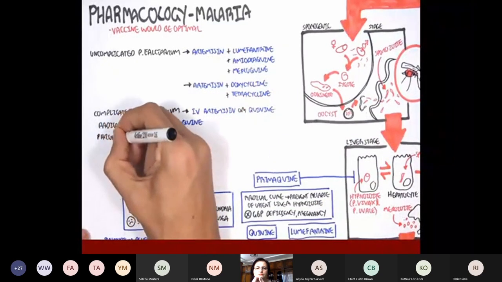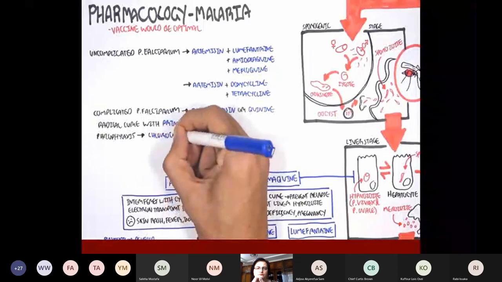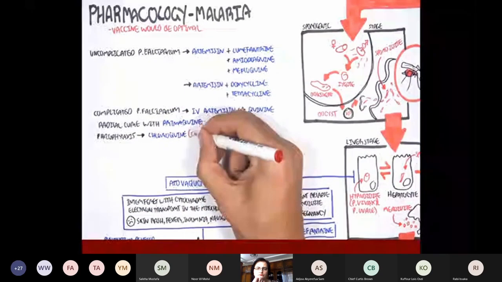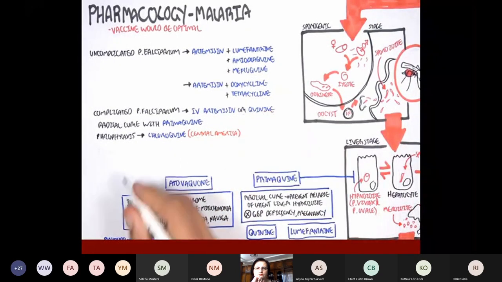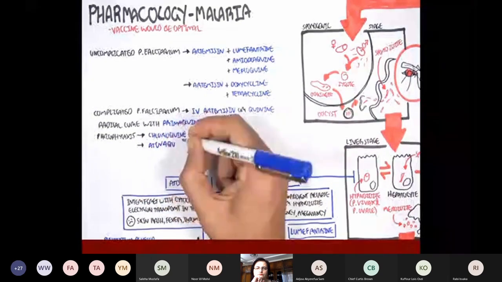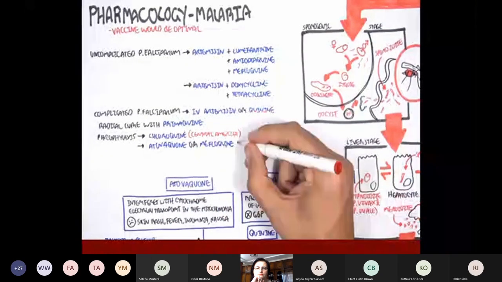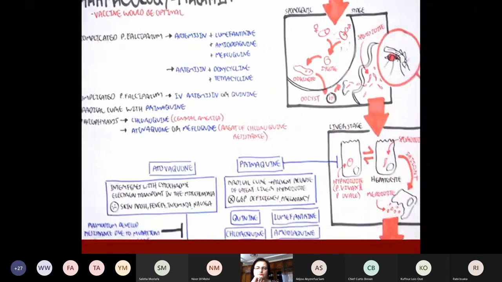For prophylaxis, we would give a traveler, for example, chloroquine. And we would give them chloroquine for areas in which there is no resistance to chloroquine. So these are areas such as Central America. But if the traveler is going to places where the malaria parasites are chloroquine resistant, we would give them atovaquone or another type of chloroquine.